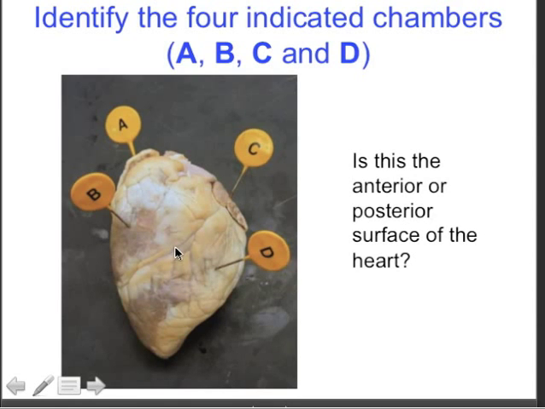The other way that you can tell is if you look up towards the top, you can see a little bit of pulmonary trunk, and that always comes off the front of the heart. Okay, so this is the anterior surface.